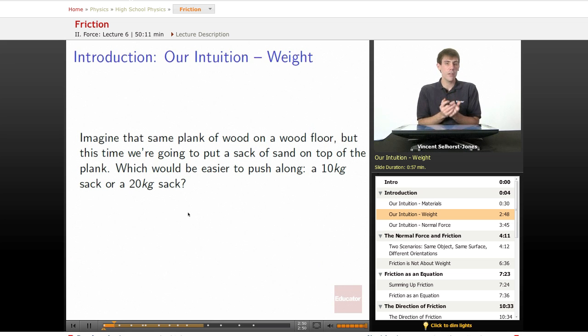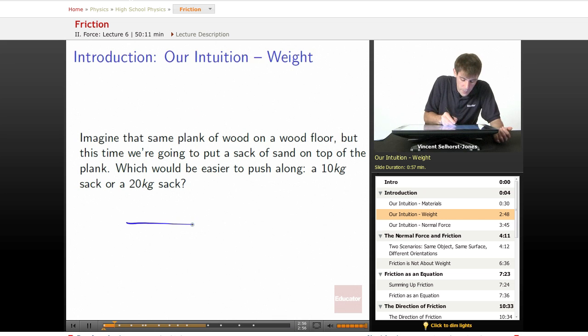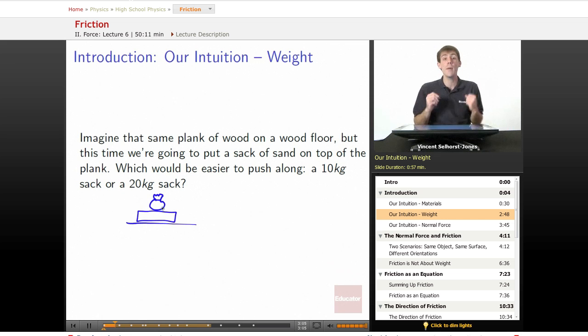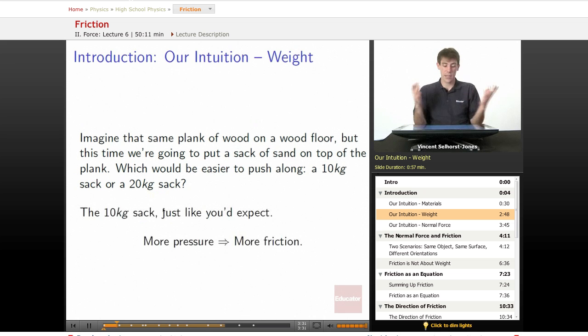All right, let's talk about another thing for our intuition to deal with. Imagine that same plank of wood. It's on a wood floor, but this time we're going to put some sack of sand on top of it. So we've got some sack on top of it, and there's going to be some amount of sand. It's going to either have 10 kilograms of sand or it's going to have 20 kilograms of sand. Which one's going to be easier to push along, the 10 kilogram sack or the 20 kilogram sack? Which one's going to have more friction reacting with that, more friction force for us to have to overcome? The 10 kilogram sack on the plank or the 20 kilogram sack on the plank? Which one would you expect? It's just like you expect.